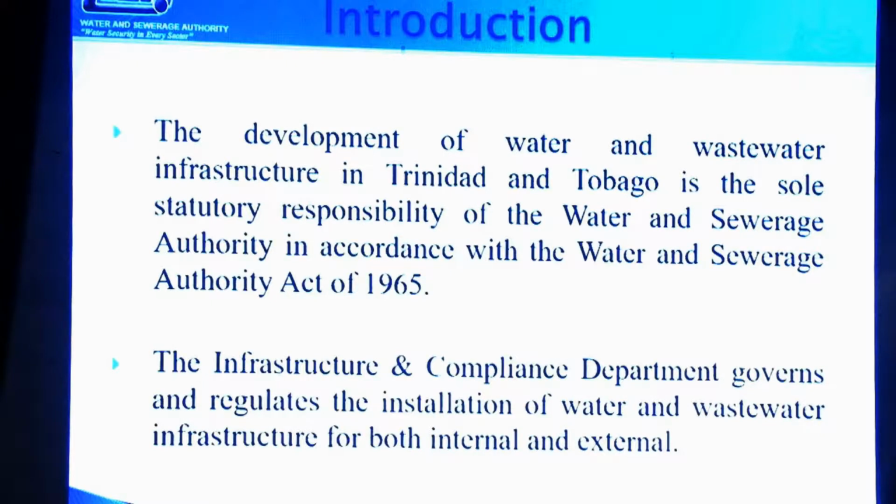The development of water and wastewater in Trinidad is still the statutory responsibility of Wasa. So whenever you plan to do that, you need to come to us for approval. The Infrastructure and Compliance Department of the authority is the department that is charged with receiving those applications, reviewing the applications, and granting those approvals that are required.